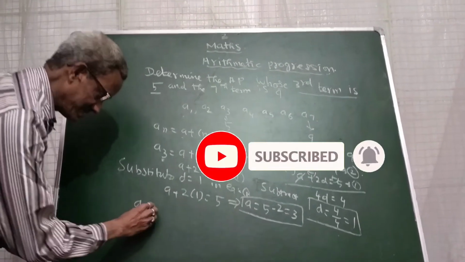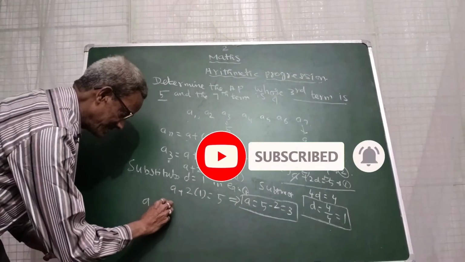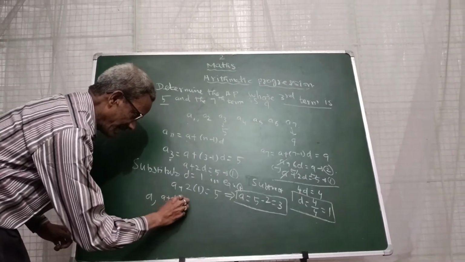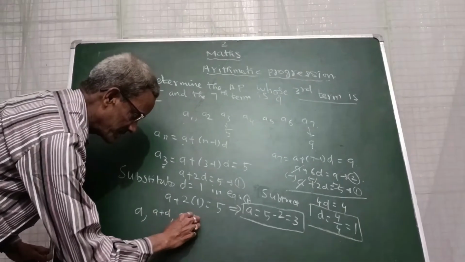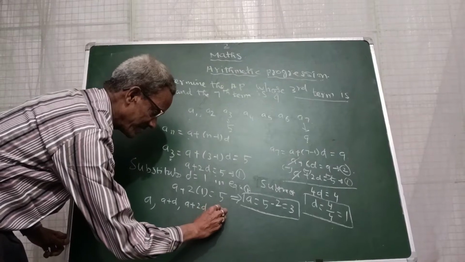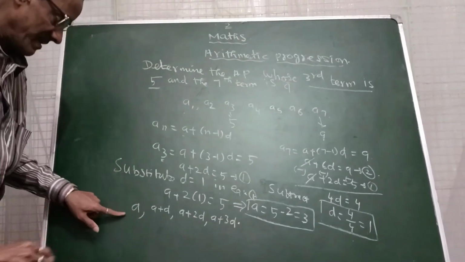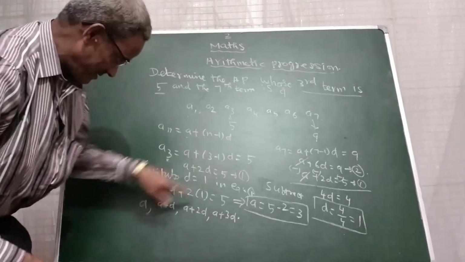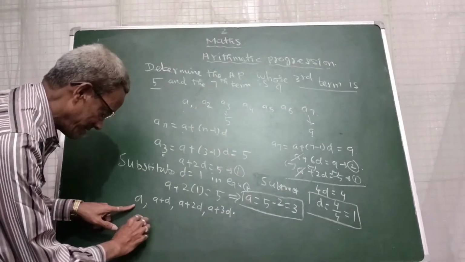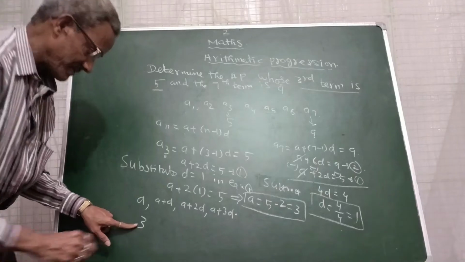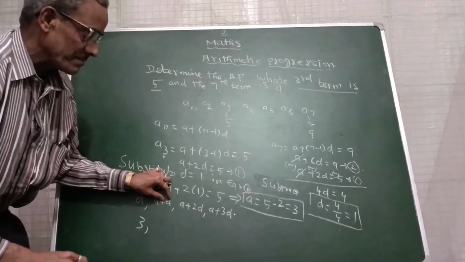First one we will write it as a, second we will write it as a plus d, third term we will write it as a plus 2d, and fourth term we will write it as a plus 3d. Okay, now we will substitute that value. A value is 3, and here only the first term will come. For the second term, you have to add the common difference.